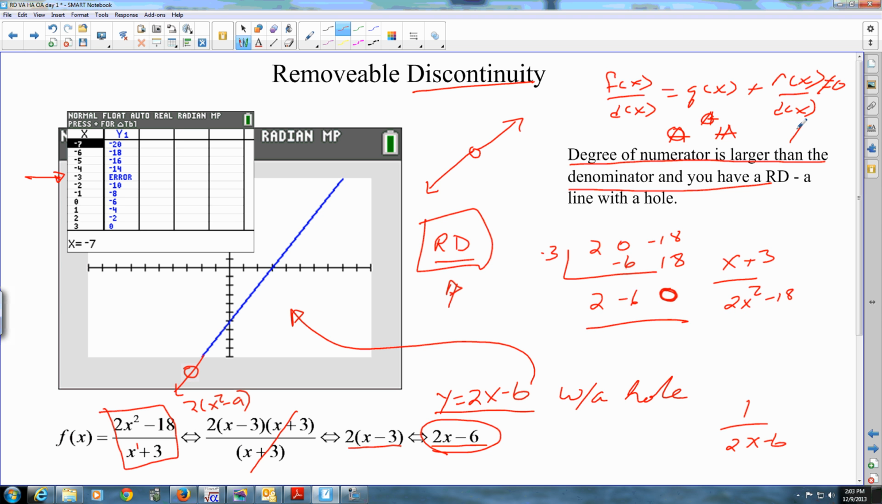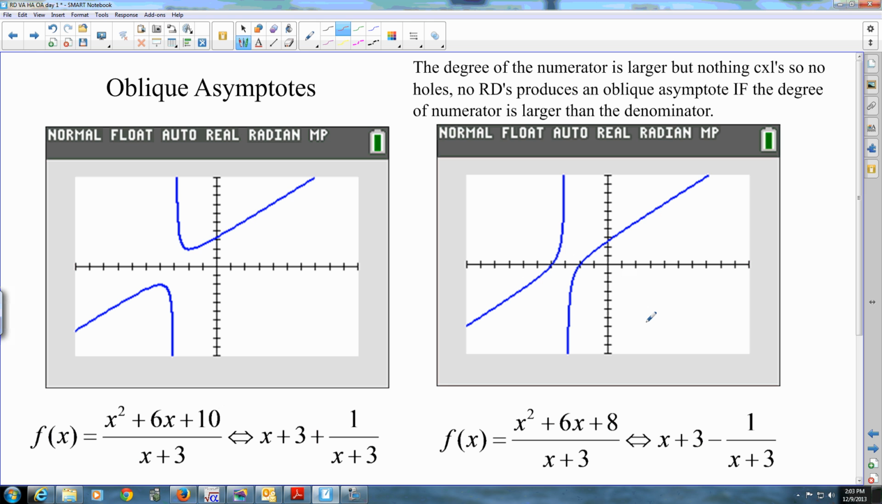And this is always going to give you your vertical asymptote, assuming your remainder is not 0. Okay. So what if your remainder is 0? Now I've done the work for you, I've done the division. If you type this in your calculator just as it is, this is what you'll see. There's no holes, nothing canceled out, there's no removable discontinuity.